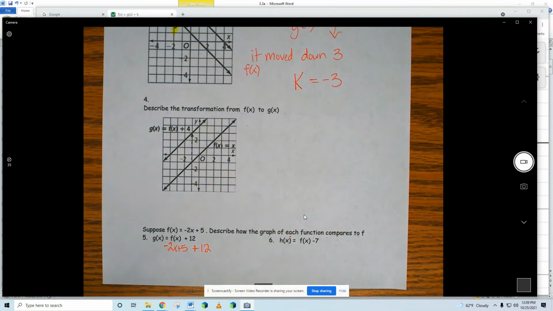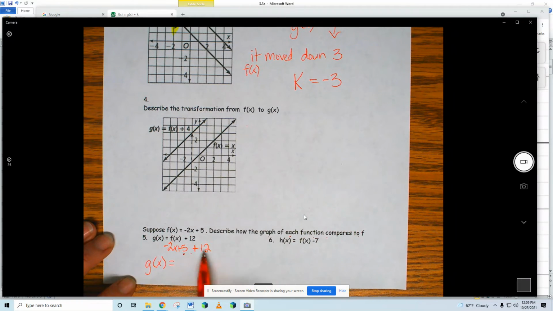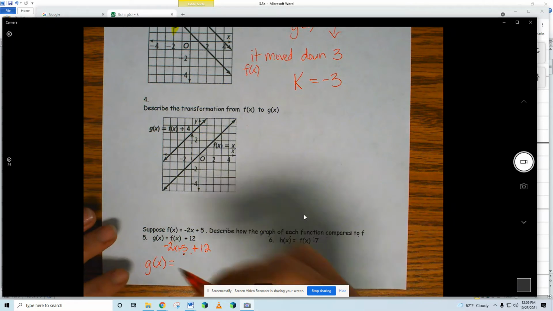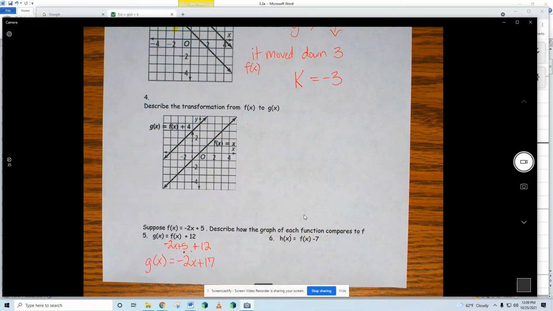What is negative 2x plus 5 plus 12? I want you to simplify that so that it's easier to understand. Negative 2x plus 17. Very good. My new function, my g of x, is negative 2x plus 17.